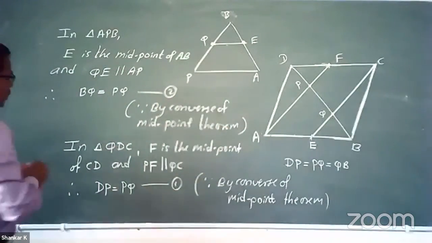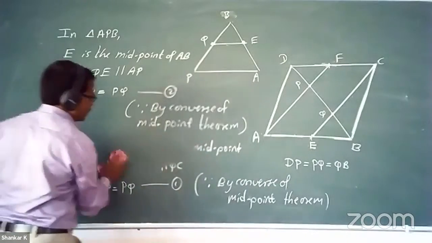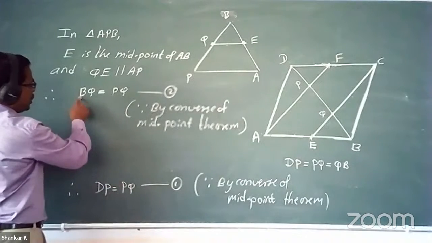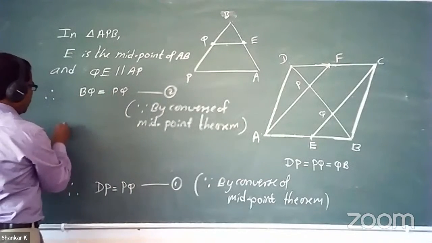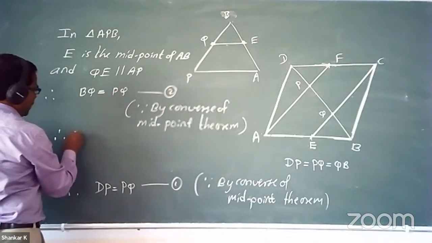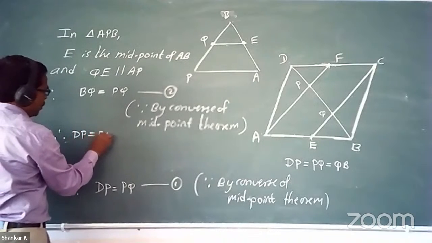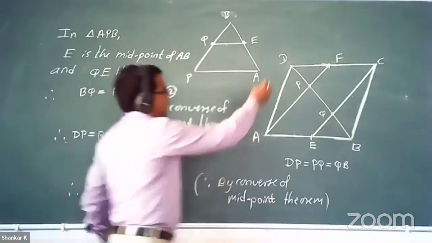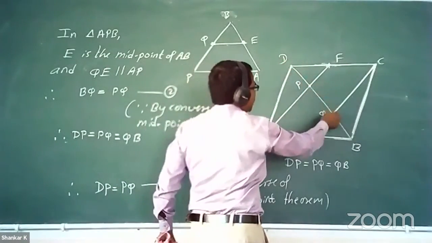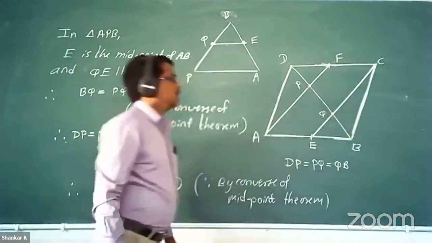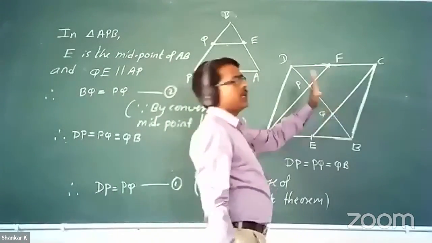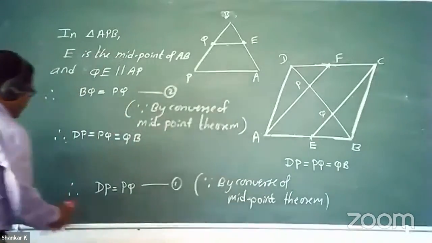So DP equals PQ, and DQ equals PQ. Therefore DP equals PQ equals QB. What is the meaning? AF and CF trisect the diagonal.